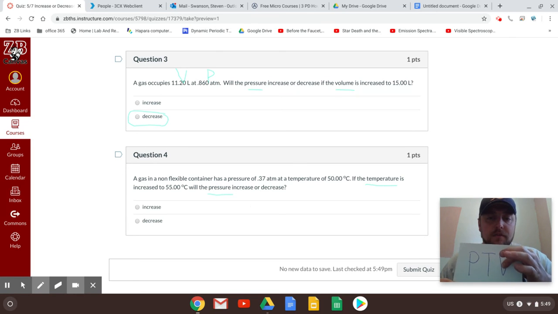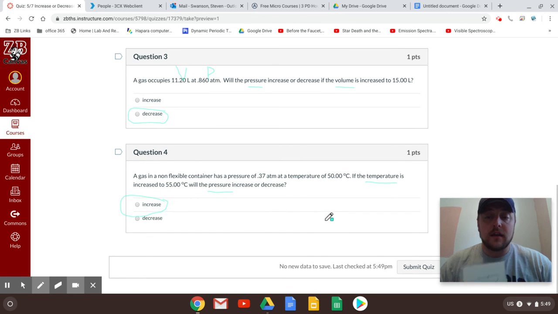All right, so temperature increased to 55. So if we see an increase in temperature, temperature goes up. What also happens to pressure? It goes up with it. We should see an increase.